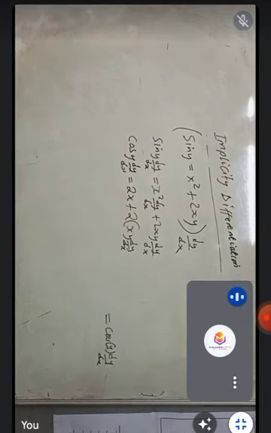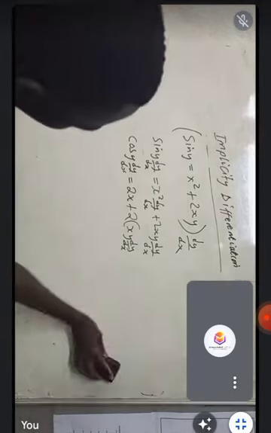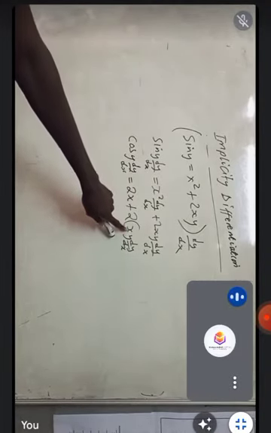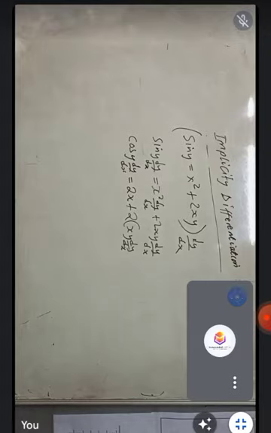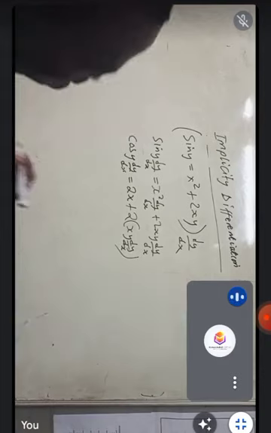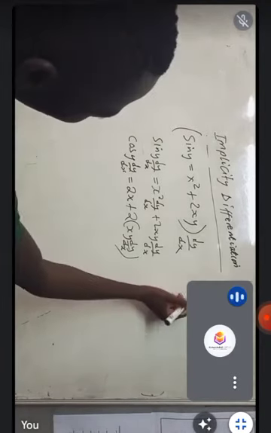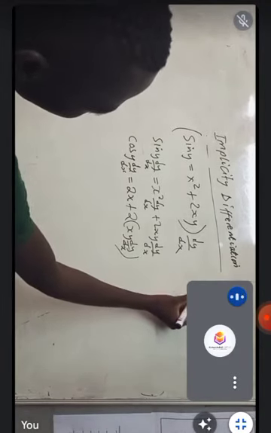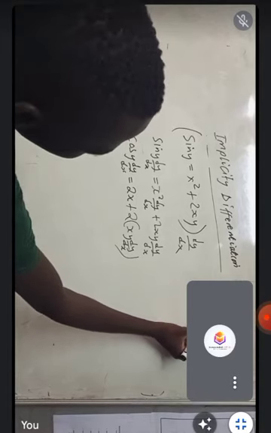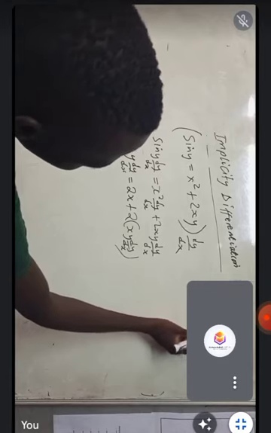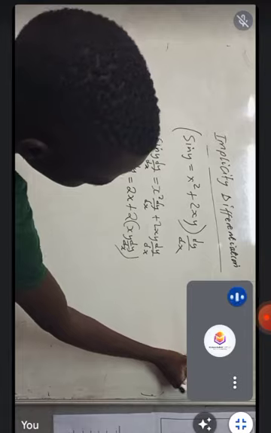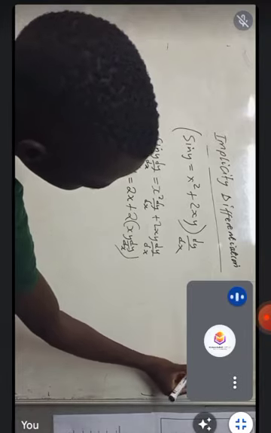So again, 2 terms are multiplying here, which means we are going to use what? Product rule. We have x and y. So what I'm going to do, I'll write x and y. And then product rule, the formula is dy dx is equal to u dv over dx plus v du over dx.